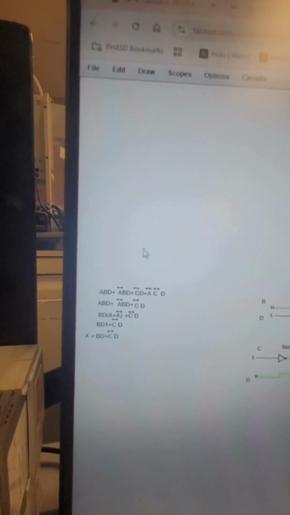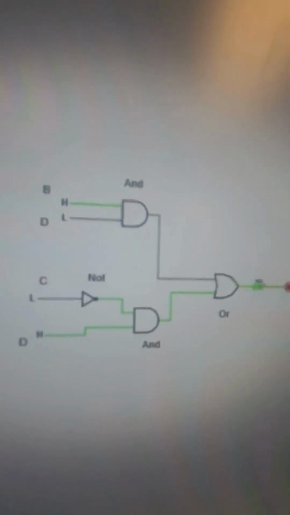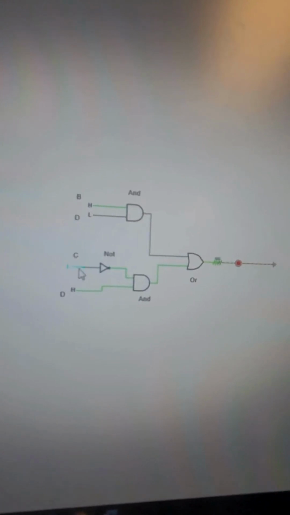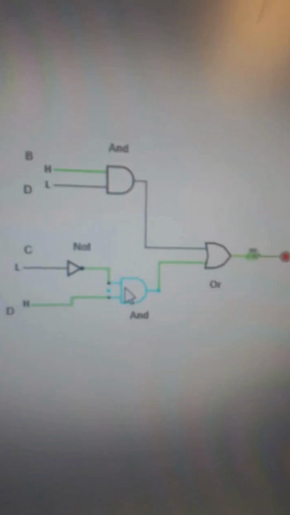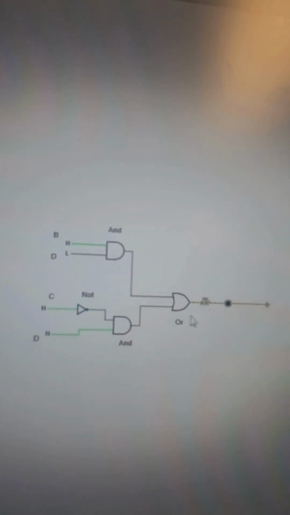Here's our Falstad. Here's our Boolean logic. So right now C's off, D's on. Since it goes to our inverter, it turns it to an online circuit, so our LED is on. If we were to turn C on, it turns our LED off.